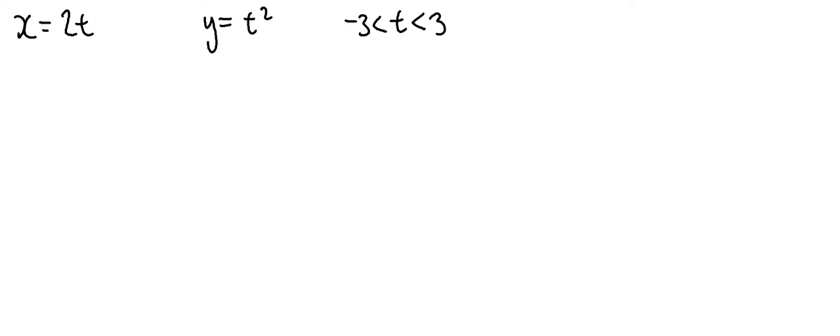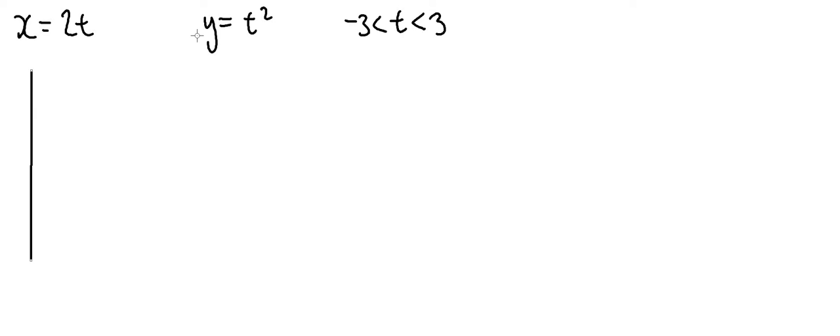Okay, so here's a quick intro to parametric equations. A parametric equation is where the equation is defined in terms of a third variable. So let's get an example. If we have x equal to 2t, and y equal to t squared, and then we have a domain which is defined in terms of t.